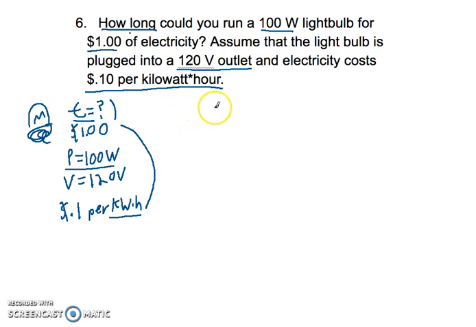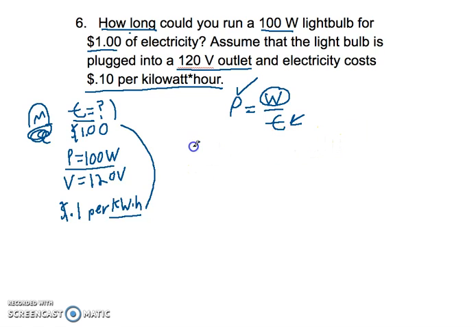One way we could do that is looking at the power formula in general. Power is equal to work over time. So we know what power is, the power of the light bulb. If we could figure out the work, then we could figure out what the time would be. So let's think about that.